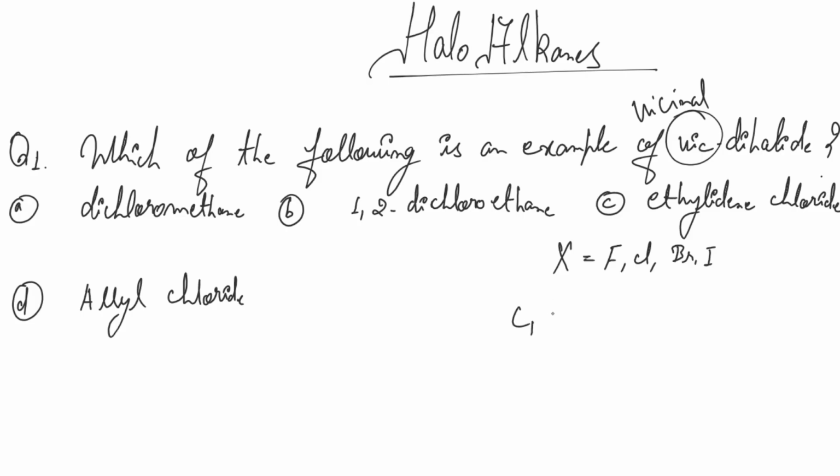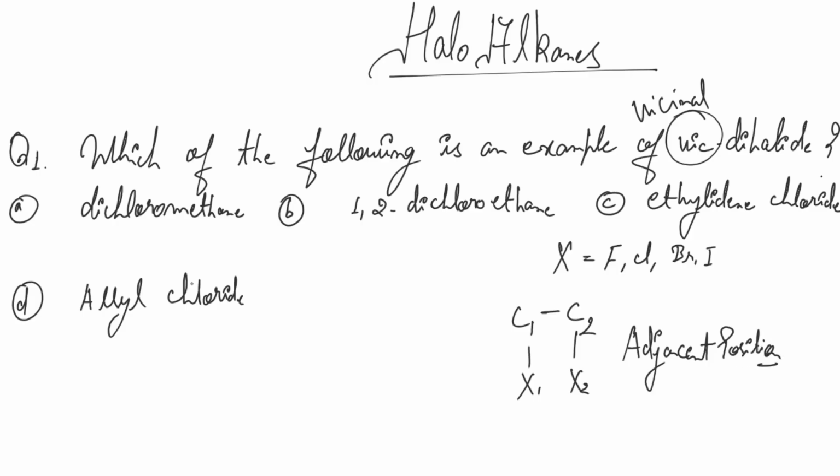Suppose this is your carbon 1 and that's your carbon 2. So if the halogens are present on the adjacent carbon atoms, if they are present on the adjacent position, right? So adjacent position you need to see here, okay?